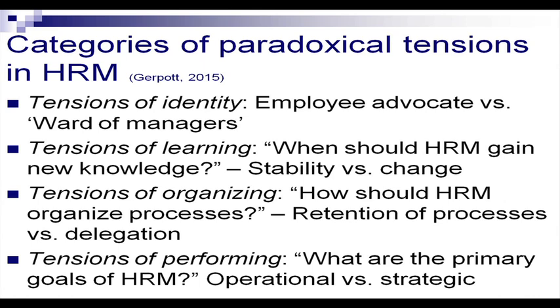Tensions of performing. What are the primary goals of human resource managers and the Department of Human Resource Management as a whole? Is it operational or administrative, or is it strategic? Strategic means something that is aimed at the future. Operational means something that is happening today, keeping today's work functioning. So what is the work of the human resource professional, and where does one draw the line? How much of it is operational and how much of it is strategic? What needs to be done today and what can wait till tomorrow?